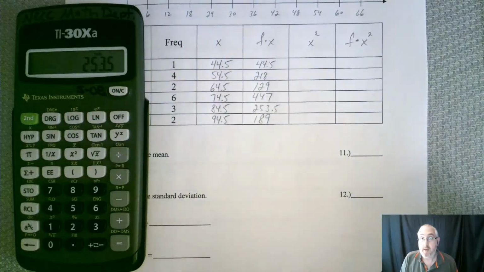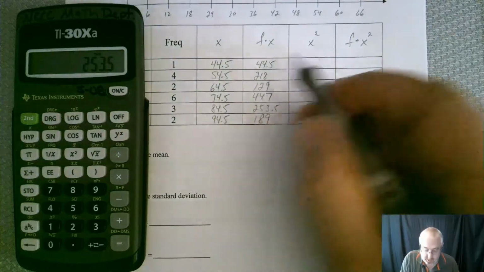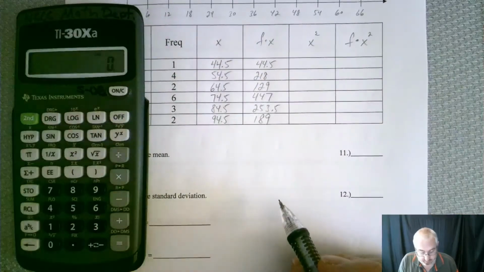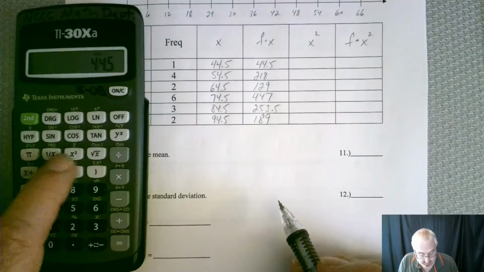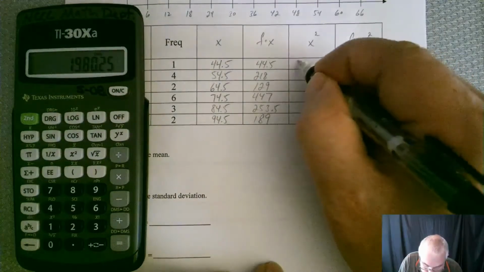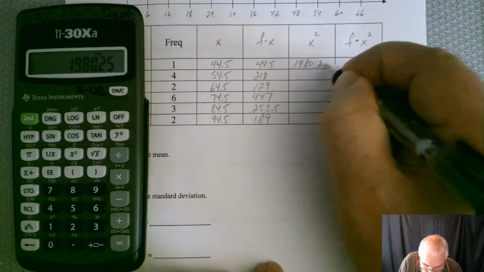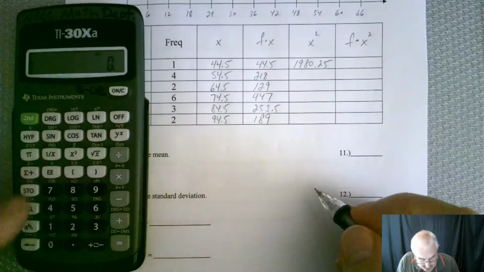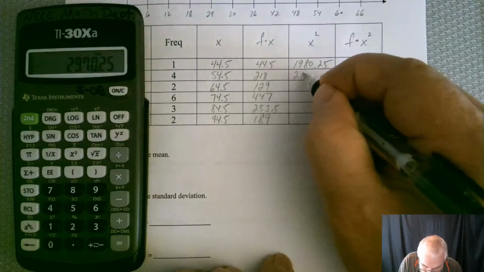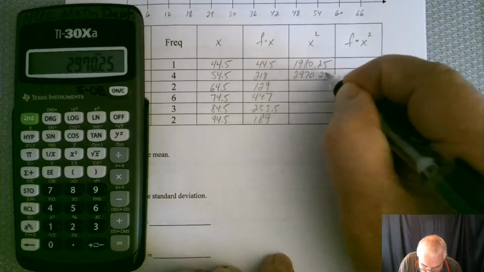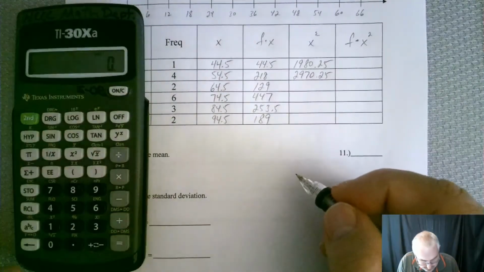Okay, so there's that. Now we got to square all those values. So 44.5 squared. Now the numbers can get big, obviously, so just try to space it out and all that good stuff.